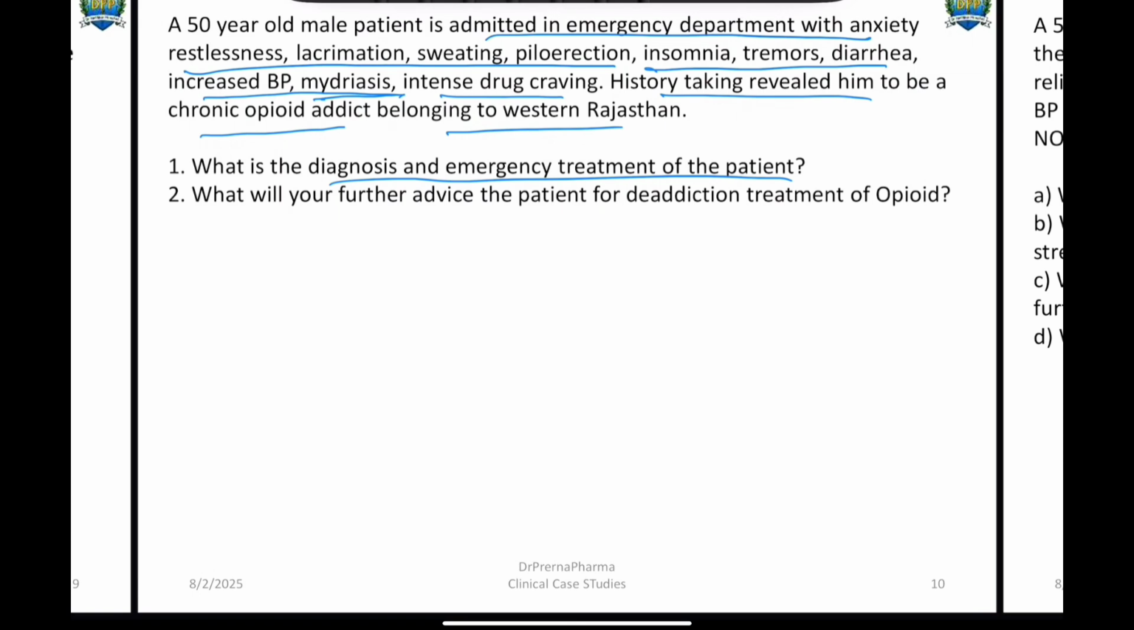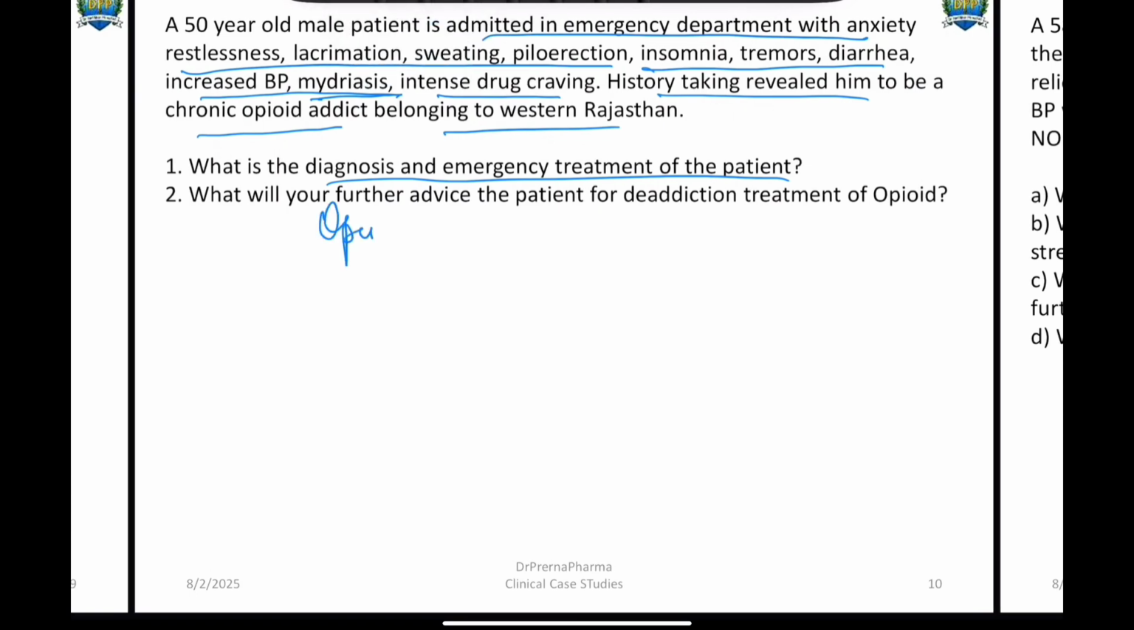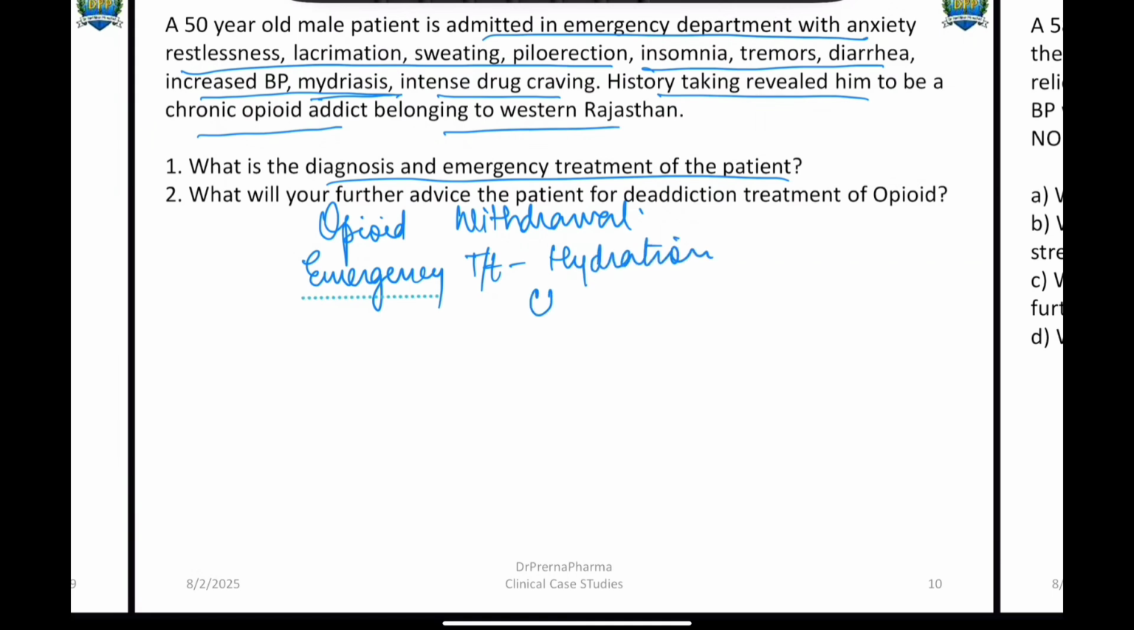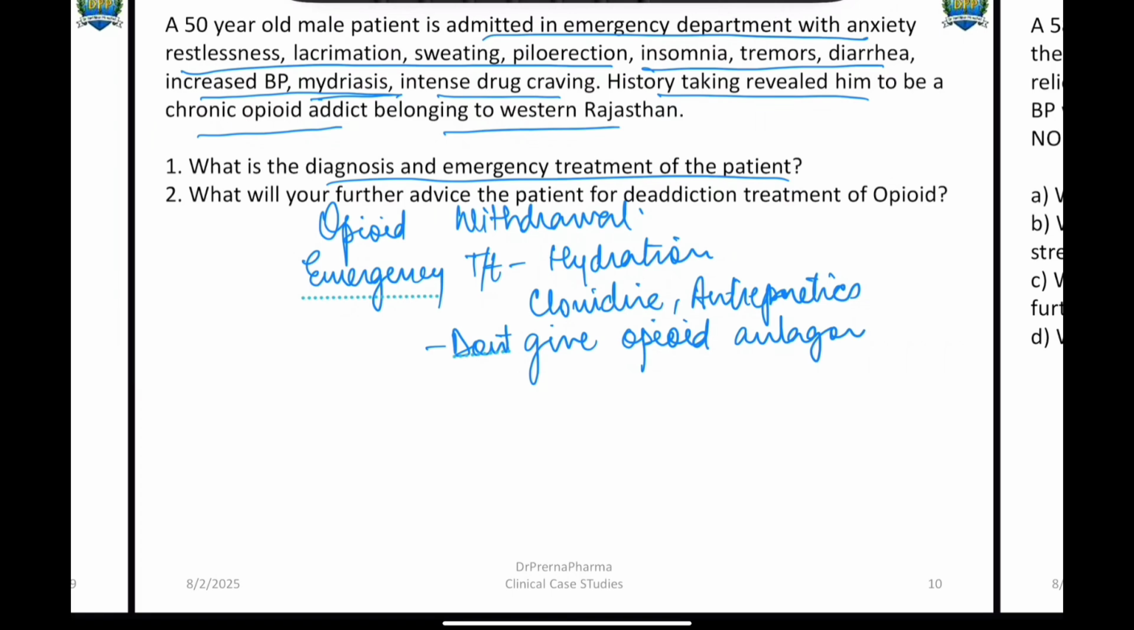So the diagnosis in this patient is opioid withdrawal. So these symptoms are suggestive of opioid withdrawal syndrome. Now, what is the emergency treatment? So in emergency treatment of opioid withdrawal, first of all, you have to give hydration. Then you can give clonidine. You can give antiemetics. Don't give opioid antagonist directly. Okay, antagonist is not to be given here.